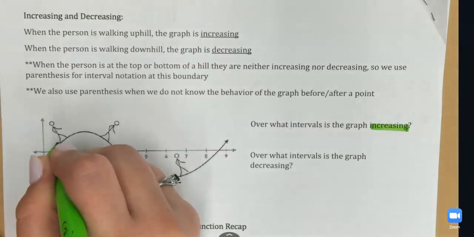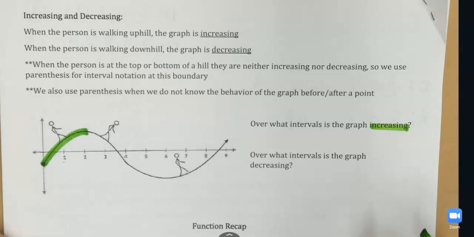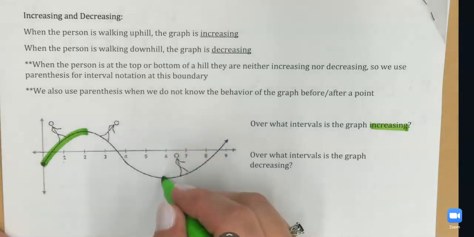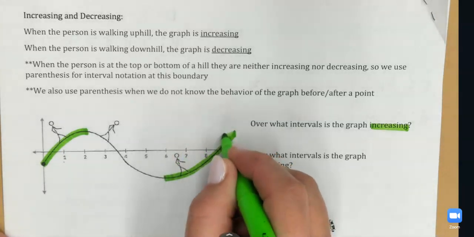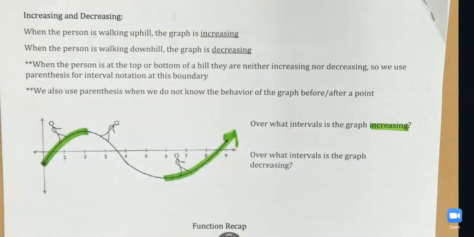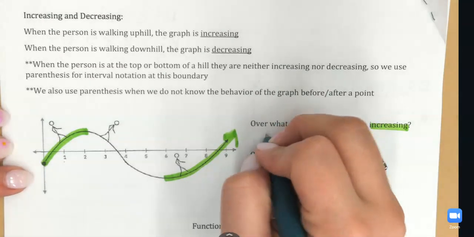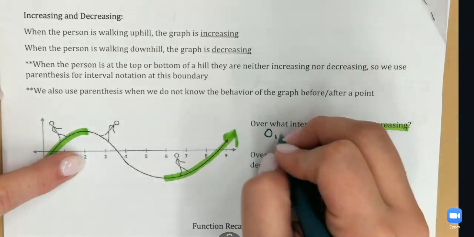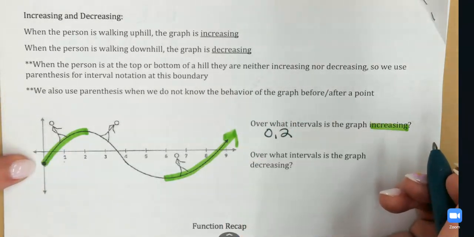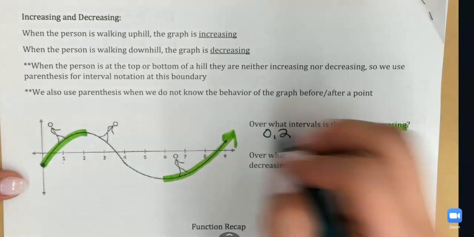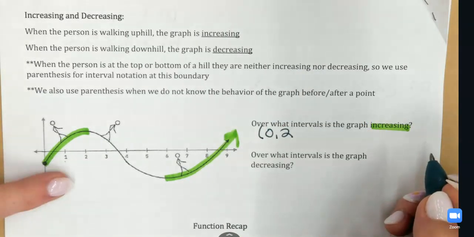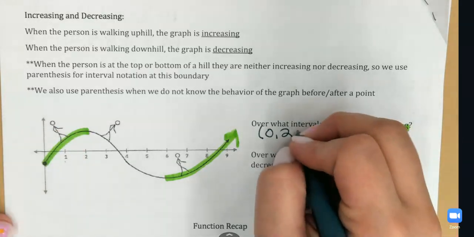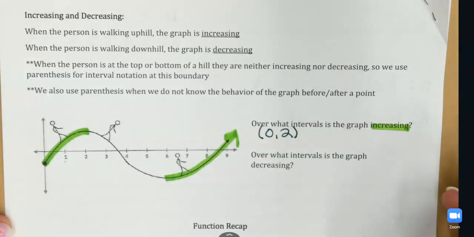Well, that's from this start until this point here at 2 where it switches, and then it picks up again here at 6 and goes on forever. So I've got 2 intervals, and again I'm describing the x-coordinates over which that is happening. I'm starting here at 0 and it goes until 2, that change point. Now the 0, because I don't know what's going on before that, is going to get a parenthesis. And the 2, that's a point of change, so it also gets a parenthesis.